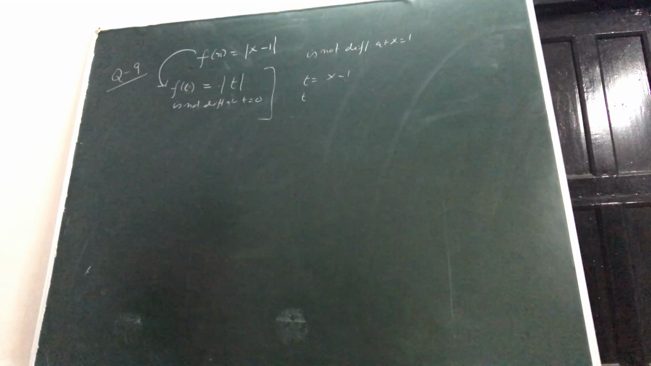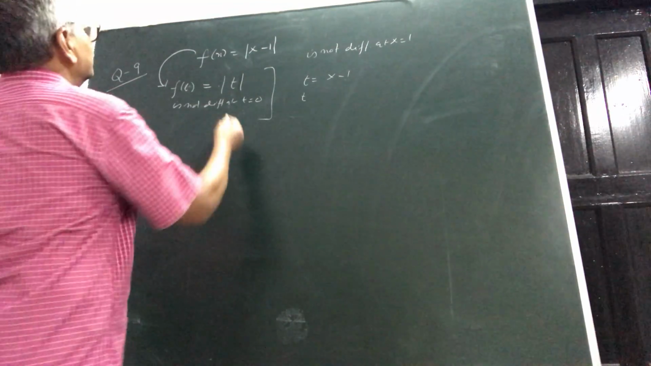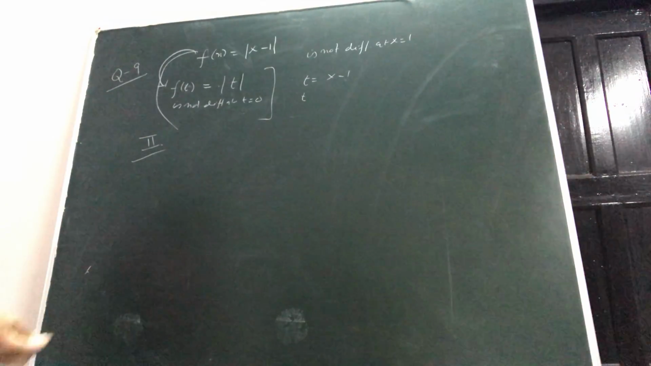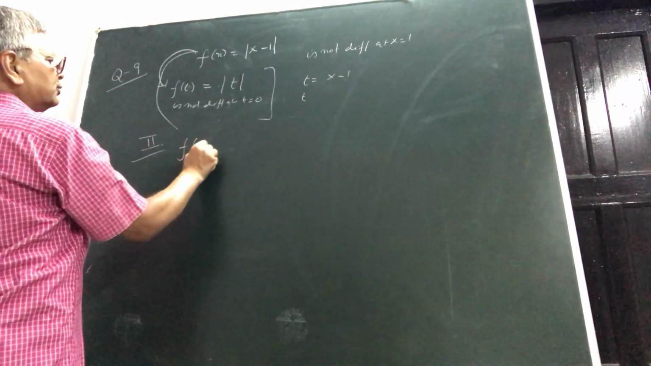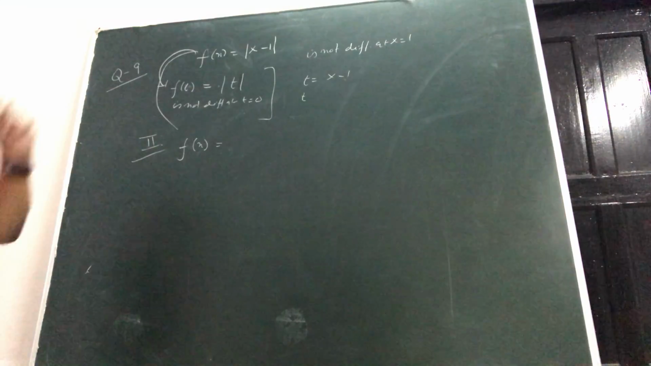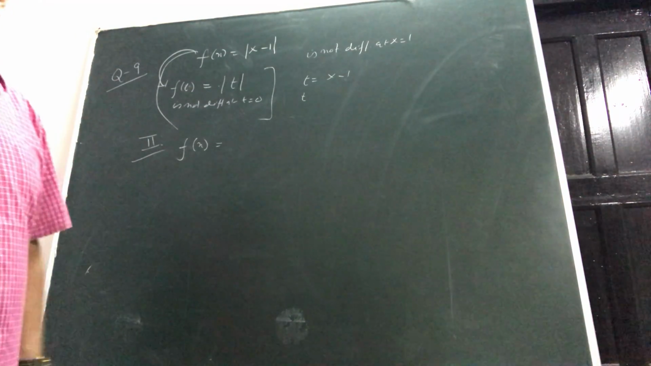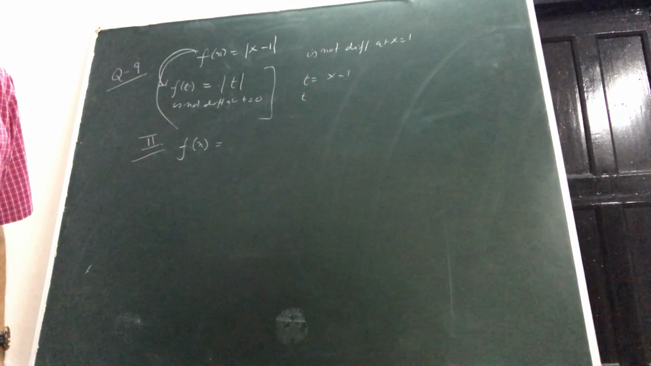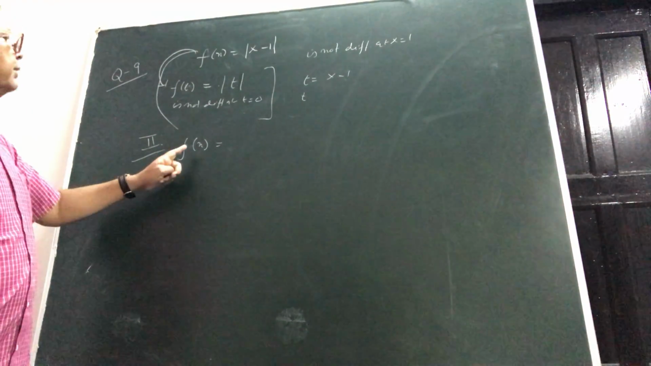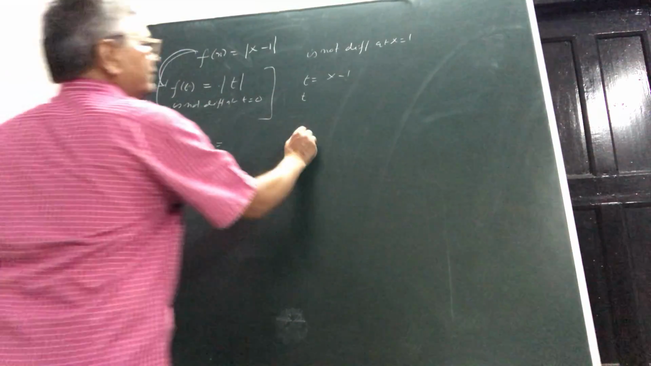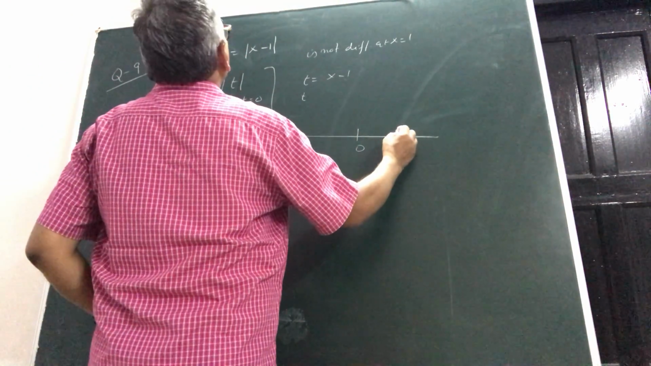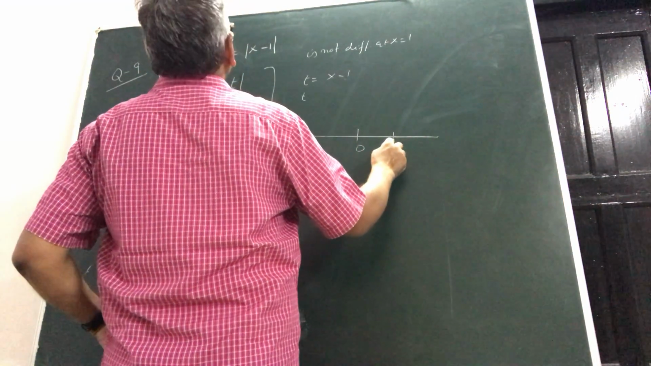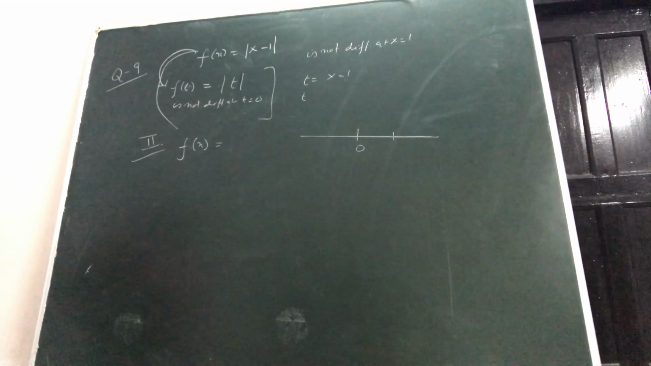But if it is asked in an examination, the second method which you can employ could be like this: you change your function. f(x) = |x - 1|. Please see, this is 0, this is 1, and x = 1. Okay, fine.